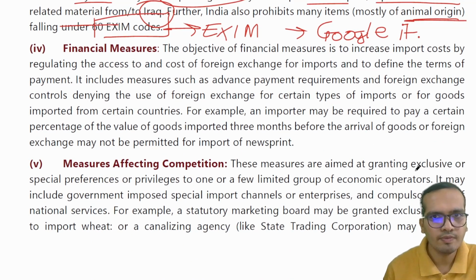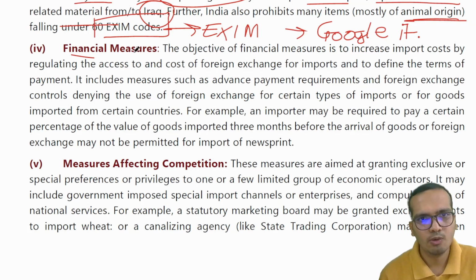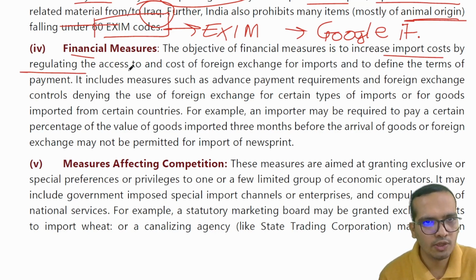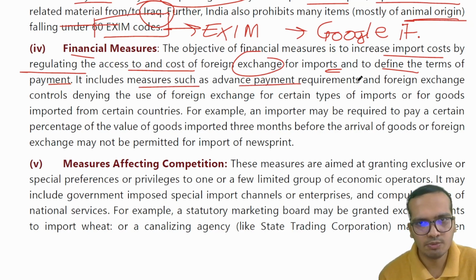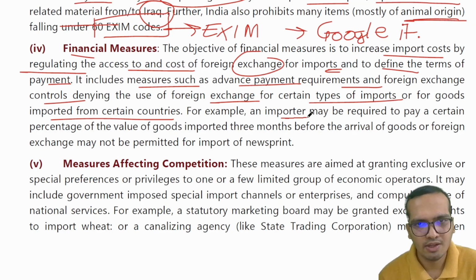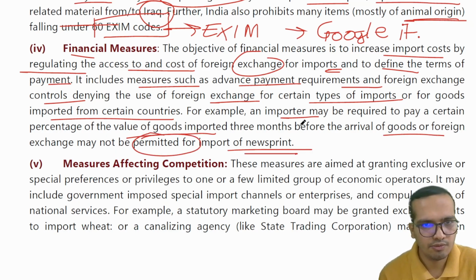Okay. Then we have financial measures. The objective of financial measures is to increase import cost by regulating the access to and cost of foreign exchange for imports and to define the terms of the payment. It includes measures such as advance payment requirement and foreign exchange controls, denying the use of foreign exchange for certain types of import and for goods imported from certain countries. For example, an importer may be required to pay a certain percent of the value of goods imported 3 months before the arrival of goods, or foreign exchange may not be permitted for import of new spirit.